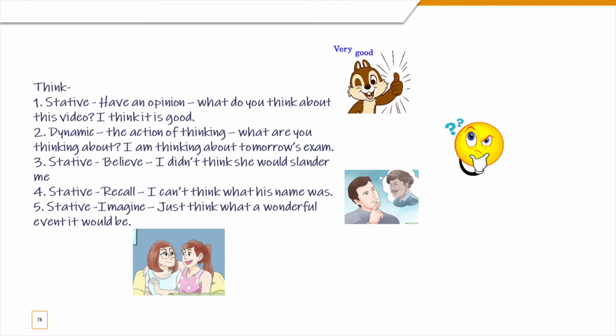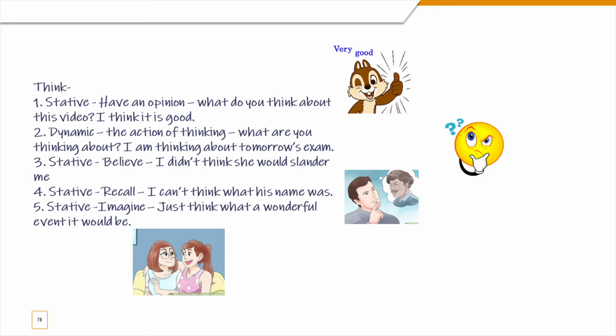Now, the fourth one is again a stative meaning, which means to recall. So you can say, I can't think what his name was. So you were not able to recall. You completely forgot. Okay, I can think of his name now. So that means you can recall now.